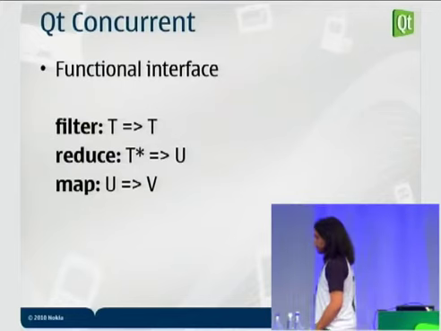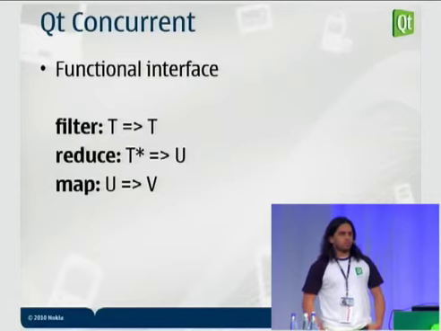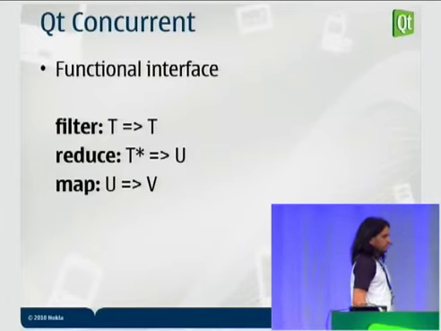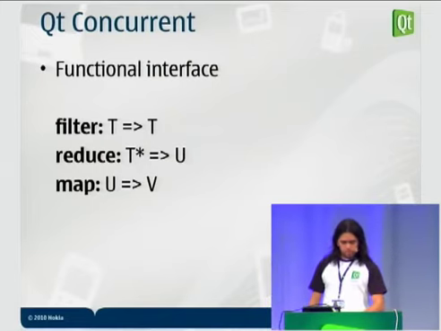So besides QThread and QRunnable, which in a way are still offering an interface to threads, you can use Qt Concurrent, where instead of focusing on the how, you're focusing on the what.